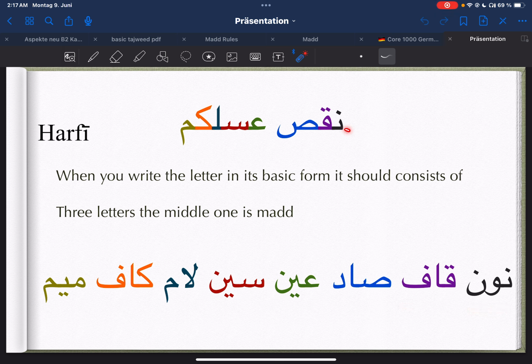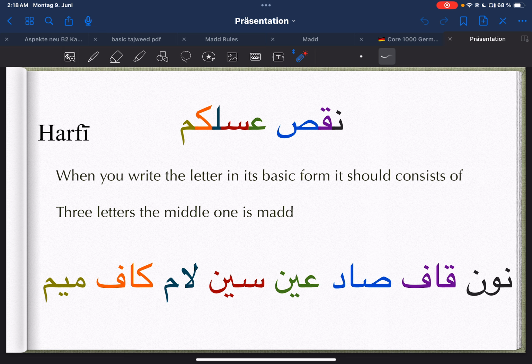Let's start with the first one, حرف النون. Its basic form consists of 3 letters. The first is noon, the last is noon, and in the middle we have mad wow. Let's move to the second letter, qaf. When we write it in the basic form, the first is qaf, the third is fa, and the middle is mad alif. So with all these letters, we have mad in the middle. That's why we call it مد لازم حرفي. These are the letters that apply مد لازم حرفي.